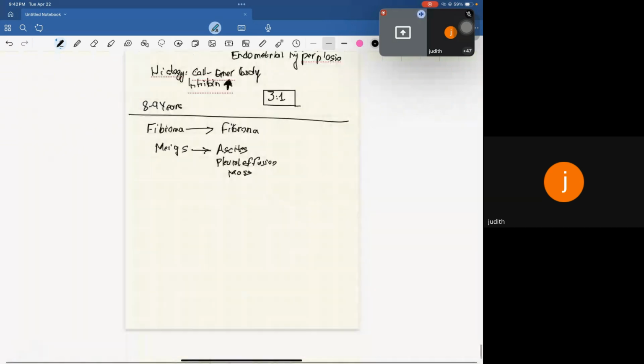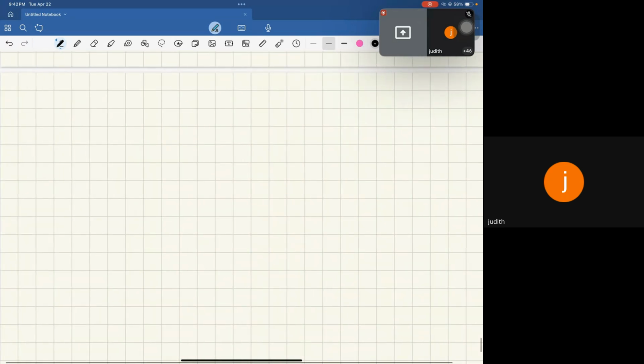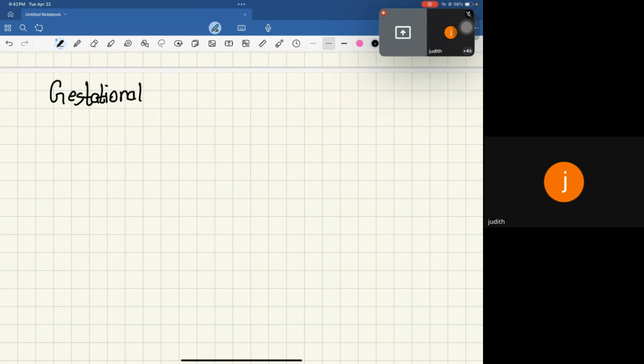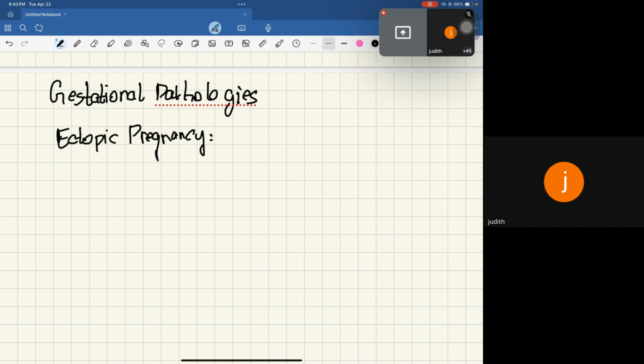So now let us move on to gestational pathologies. The ovary is completed, and now we move on to gestational pathologies. The first one is ectopic pregnancy. What is ectopic pregnancy? In ectopic pregnancy, a fertilized ovum is implanted at a place other than the uterus. So the ovum will be implanted in the fallopian tube or some other place. The most common place is the isthmus of the fallopian tube.